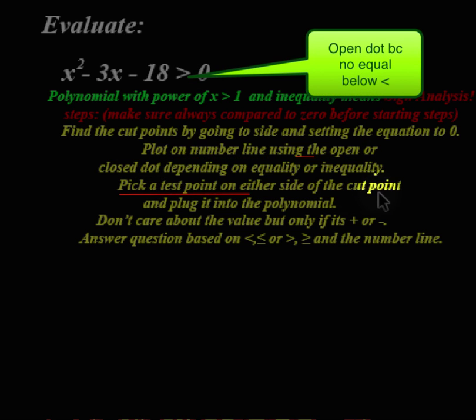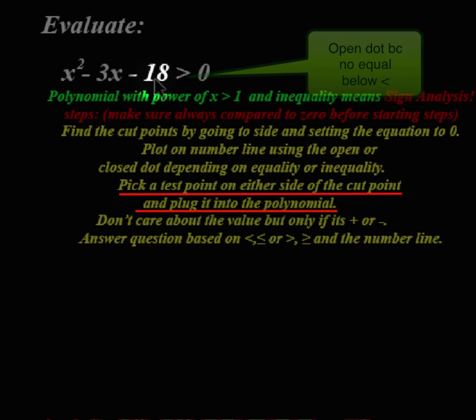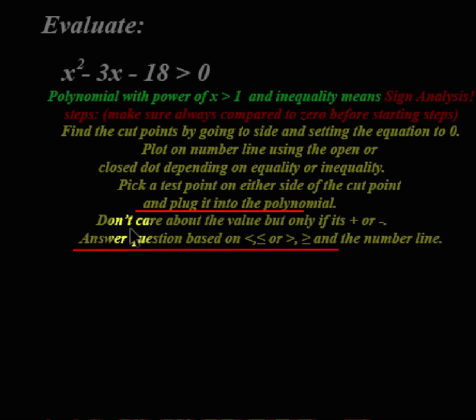Then we're going to pick test points on either side of the cut point and plug it into this polynomial. I prefer the factored form. We don't care about the actual value, just whether it's positive or negative. Then after that, we're going to answer the question. In this case, we'll be looking for where it is greater than 0, which in math world would be plus signs or positives. So let's see this in action.